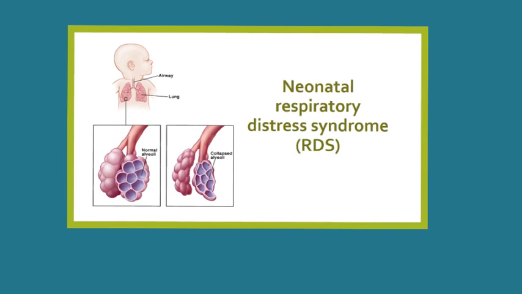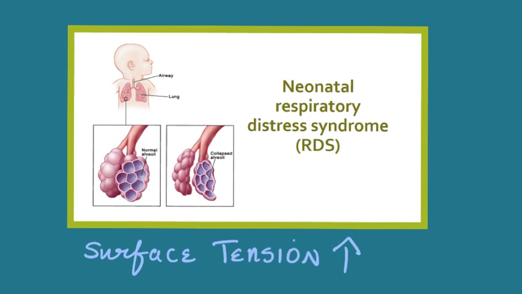Another kind of lung collapse can happen in neonates. In some neonates, the lungs are not fully developed. As a result, the surface tension inside the alveoli tends to be high. This high surface tension causes the alveoli to collapse when the neonate tries to breathe out.